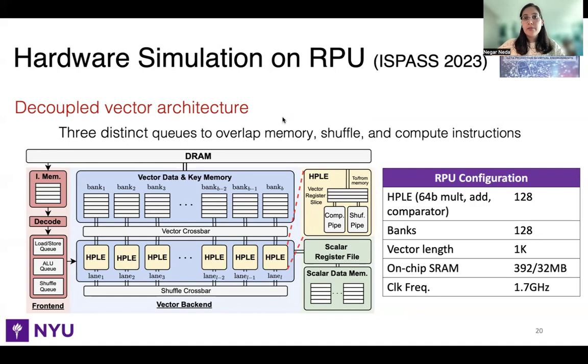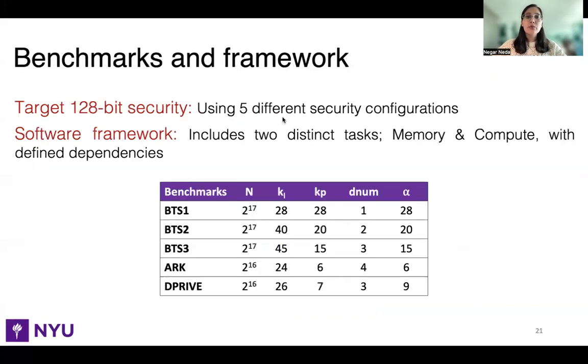We break down the vector data memory into 128 banks. The vector length is 1K, and the size of our on-chip SRAM has 2 configurations, 392 or 32 megabytes. In the next slide, I will describe why we picked 392 as our on-chip memory. Finally, we provide 128-bit security using proper homomorphic encryption parameters coming from previous research, BTS, ARC, and DPRIVE is our own benchmark. We also have a software framework where we define 2 distinct tasks, memory tasks and compute tasks, and we define the dependency between memory and compute tasks.